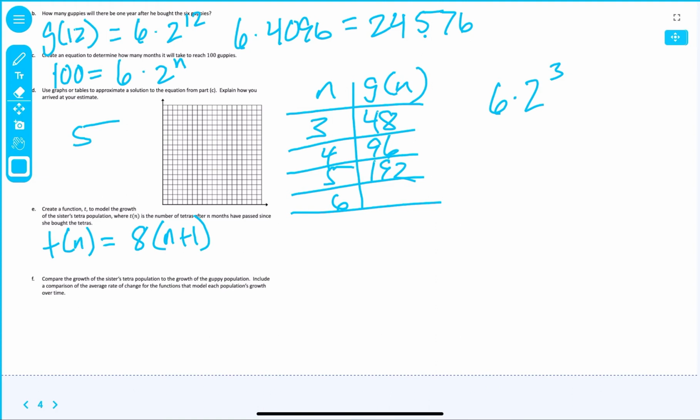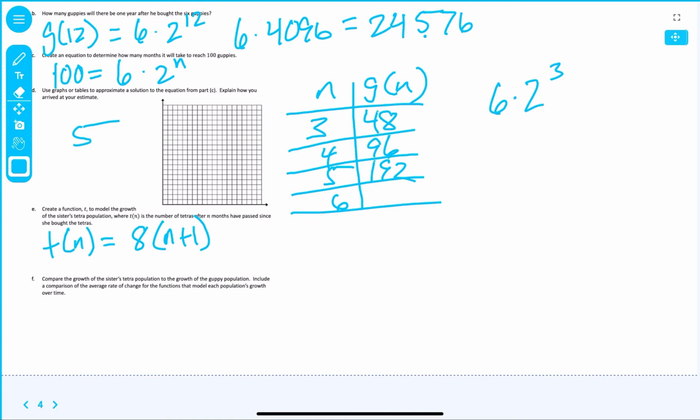At 0, at the very beginning, how many tetras do we have? 8, because 0 plus 1 times 8 is 8. Now, after the first month, what's 1 plus 1? Times 8, 16. After the second month, 2 plus 1 times 8 is 24. So it works out.